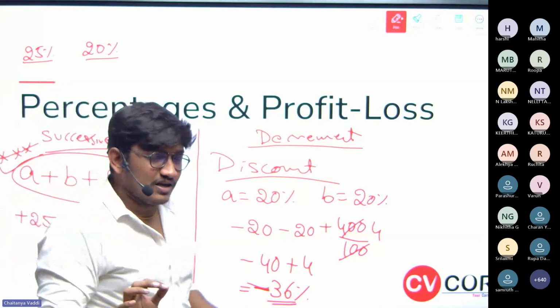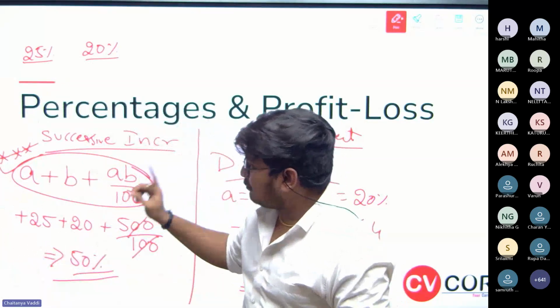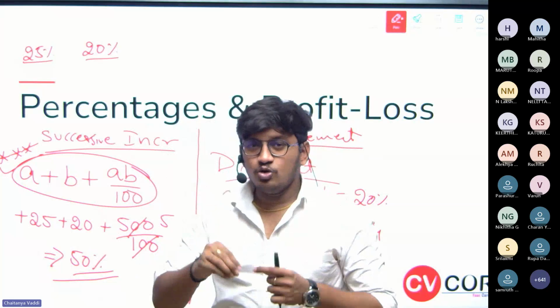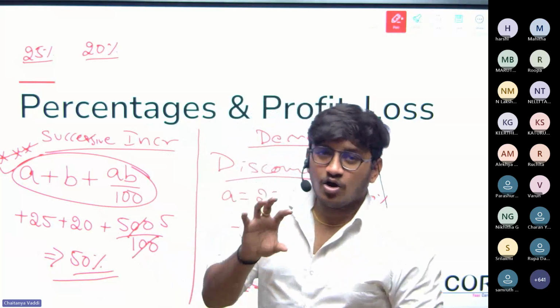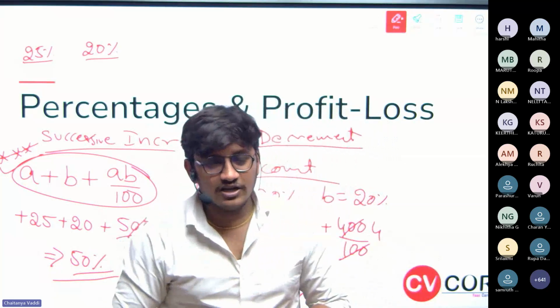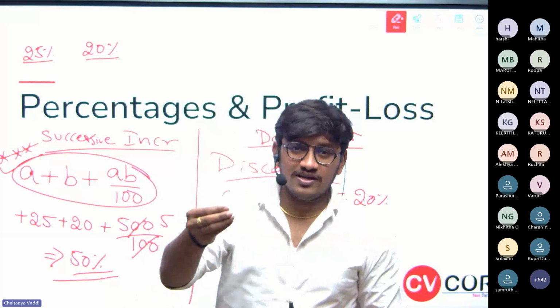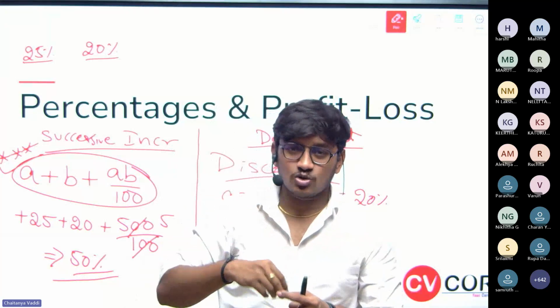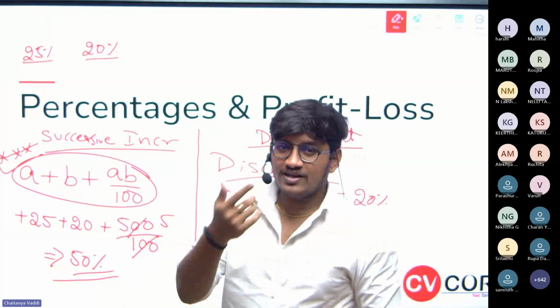Okay, remember this formula shortcut can be applied if two values get increased successively, or two values get decreased successively, or one time you increase and one time you decrease. So two changes happen, one increase and one decrease.